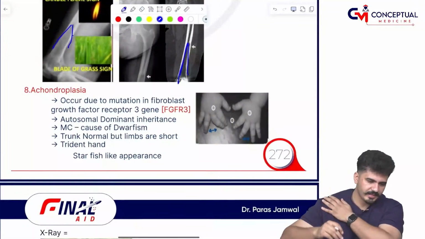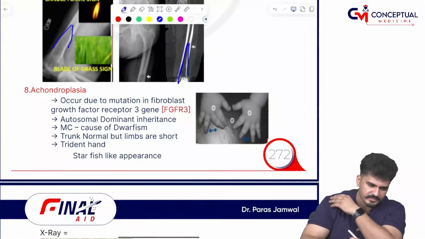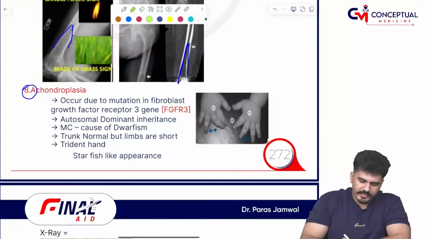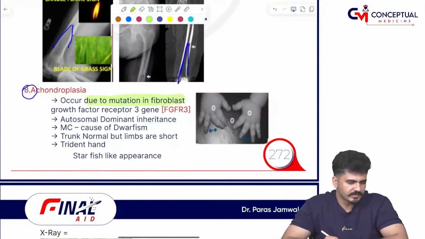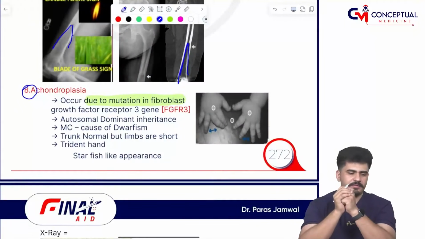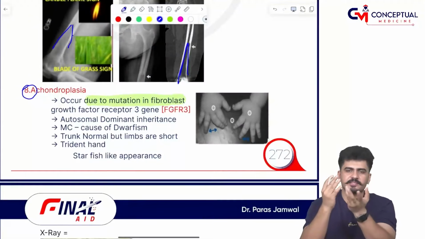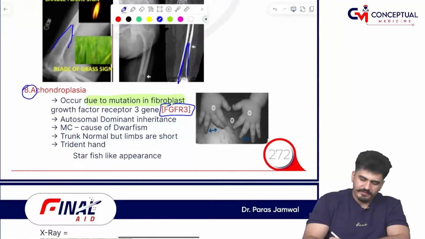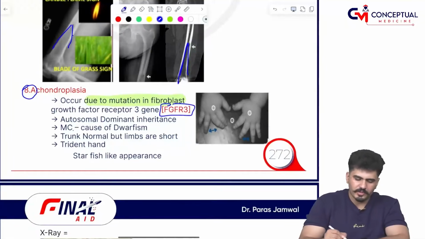Done, sir? Now, sir, coming to achondroplasia. Achondroplasia occurs due to mutation of the fibroblast growth factor. If bone density increases, it will become fragile. With more calcium and extra mineralization, it becomes fragile bone. Now there is a gene, FGFR3, autosomal dominant, the most common cause of dwarfism.